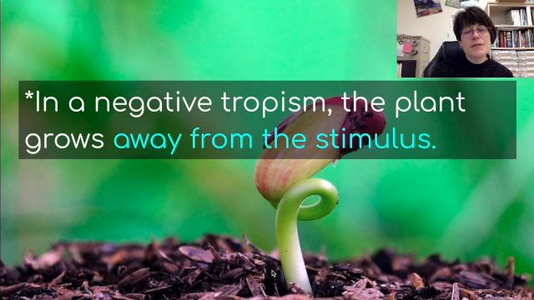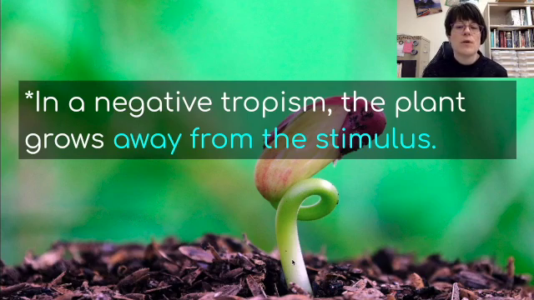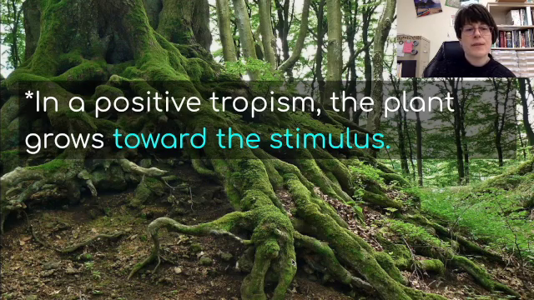And in a negative tropism, the plant grows away from the stimulus. So here we see a bean plant germinating, and we see that it is growing upwards away from gravity. So that is a negative tropism because it is growing away from gravity. And in a positive tropism, the plant grows toward the stimulus. So roots, on the other hand, grow towards gravity. So that is a positive tropism.